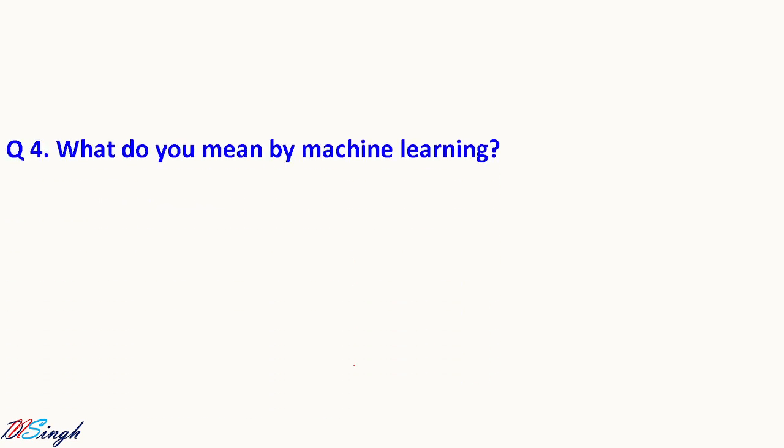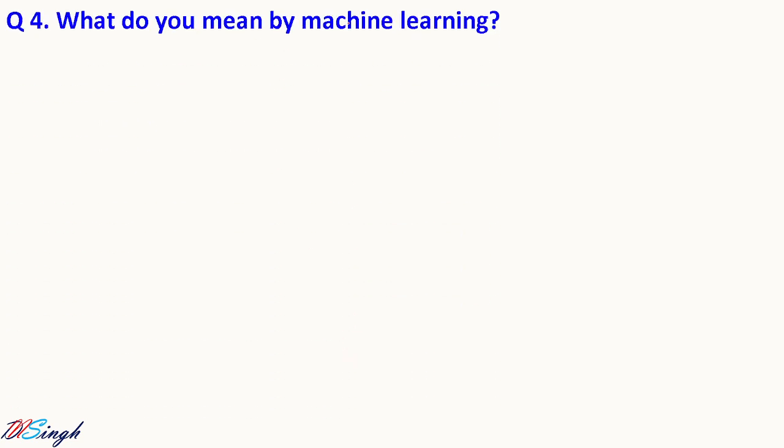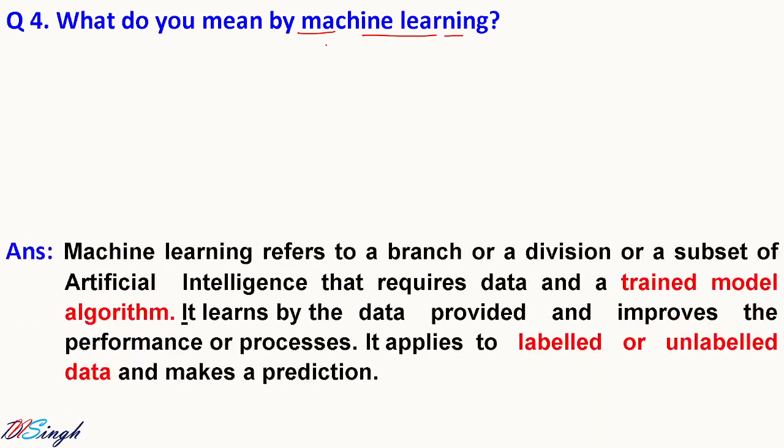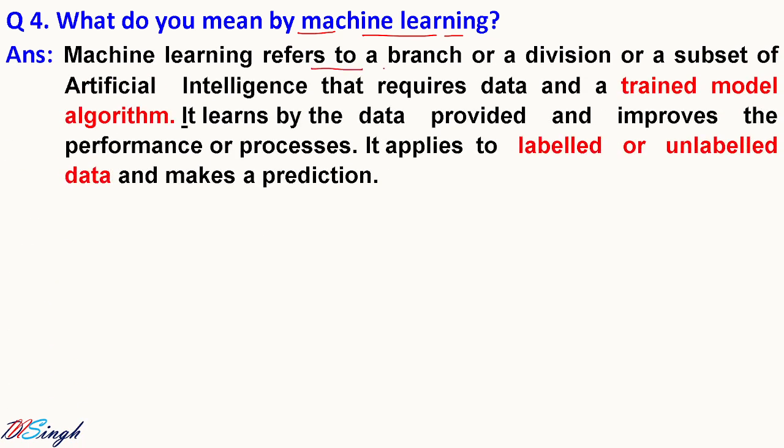Let us move to the next question. What do you mean by machine learning itself? So, a wonderful question, repeatedly asked. You have to keep that in mind, study, or I can say understand it properly. Let us see the answer. Machine learning refers to the branch or division or subset of artificial intelligence. So first of all, machine learning is a subset of AI. So if this is AI, ML is inside it. That is machine learning. Fine.